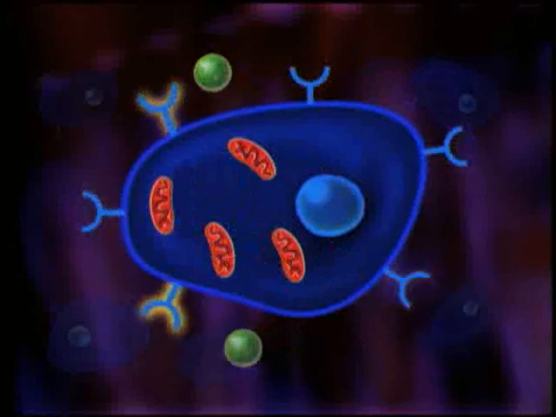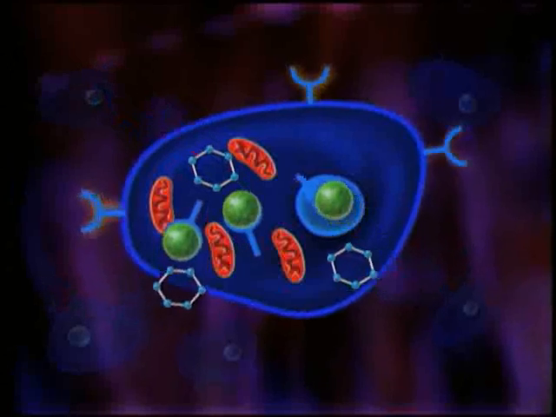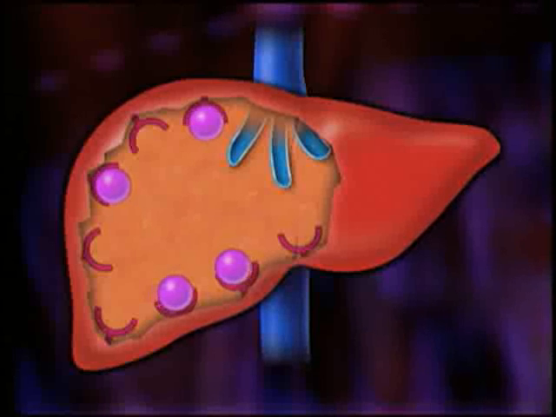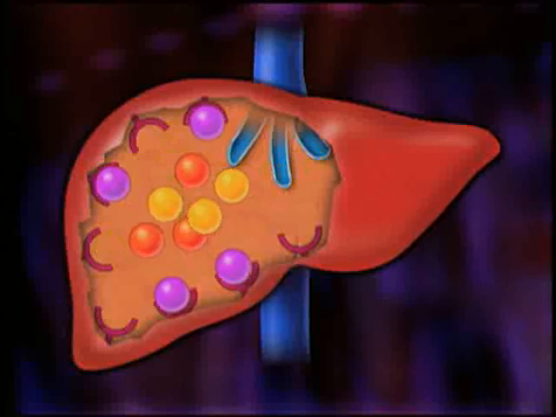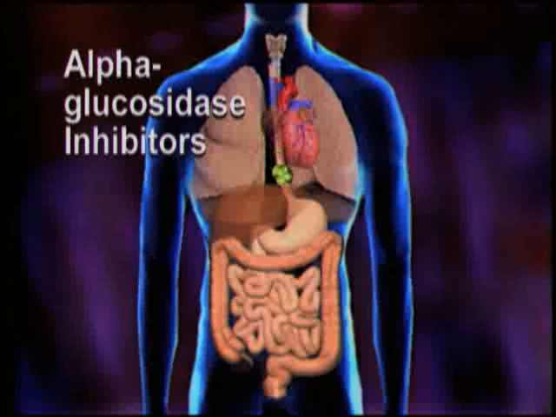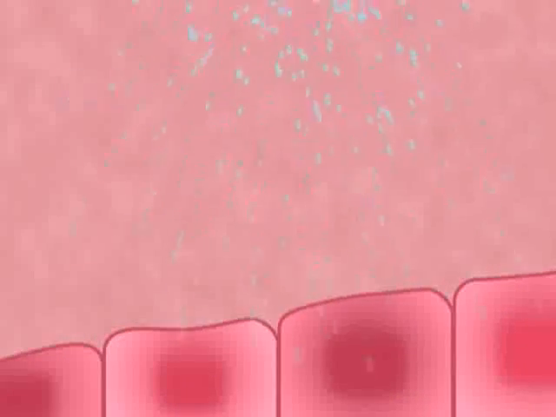Like sulfonylureas, biguanides such as metformin increase cell receptor sensitivity to insulin. In addition, they suppress glycogen formation in the liver, which reduces gluconeogenesis. Alpha-glucosidase inhibitors, such as acarbose and miglitol, delay carbohydrate breakdown and GI tract absorption, which lowers the blood glucose level. Thiazolidinediones, such as pioglitazone, sensitize peripheral tissues to insulin.